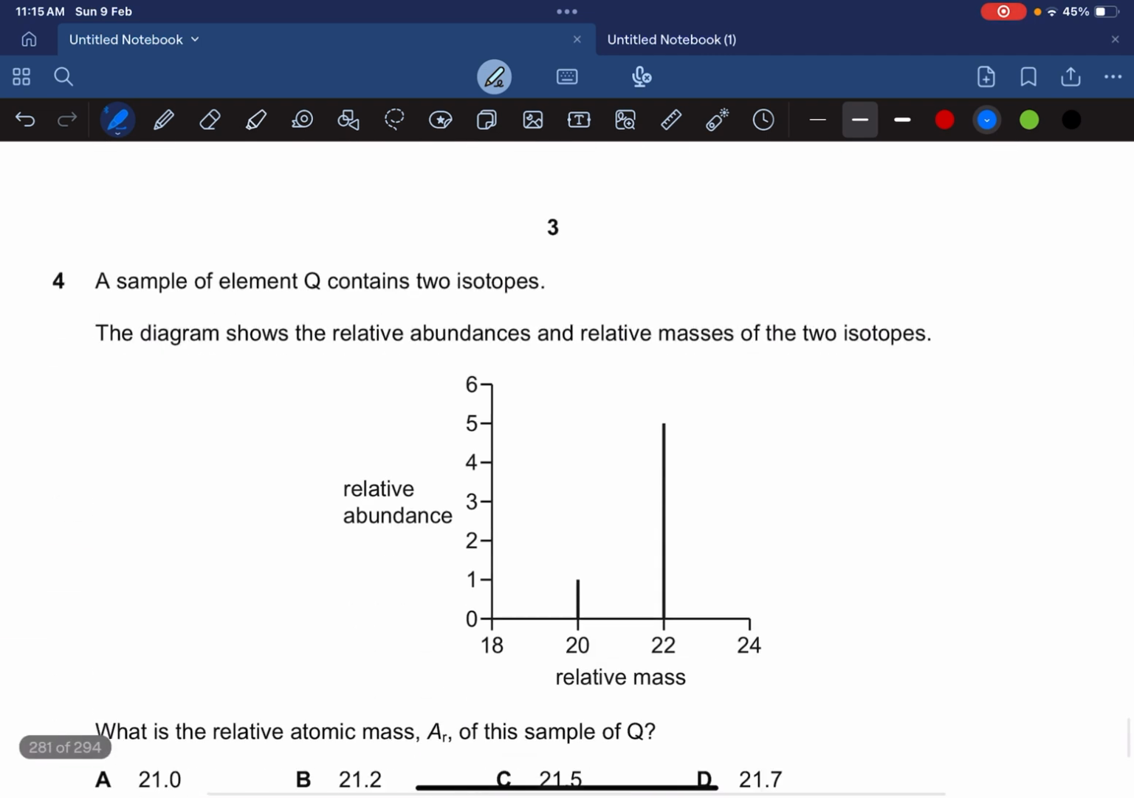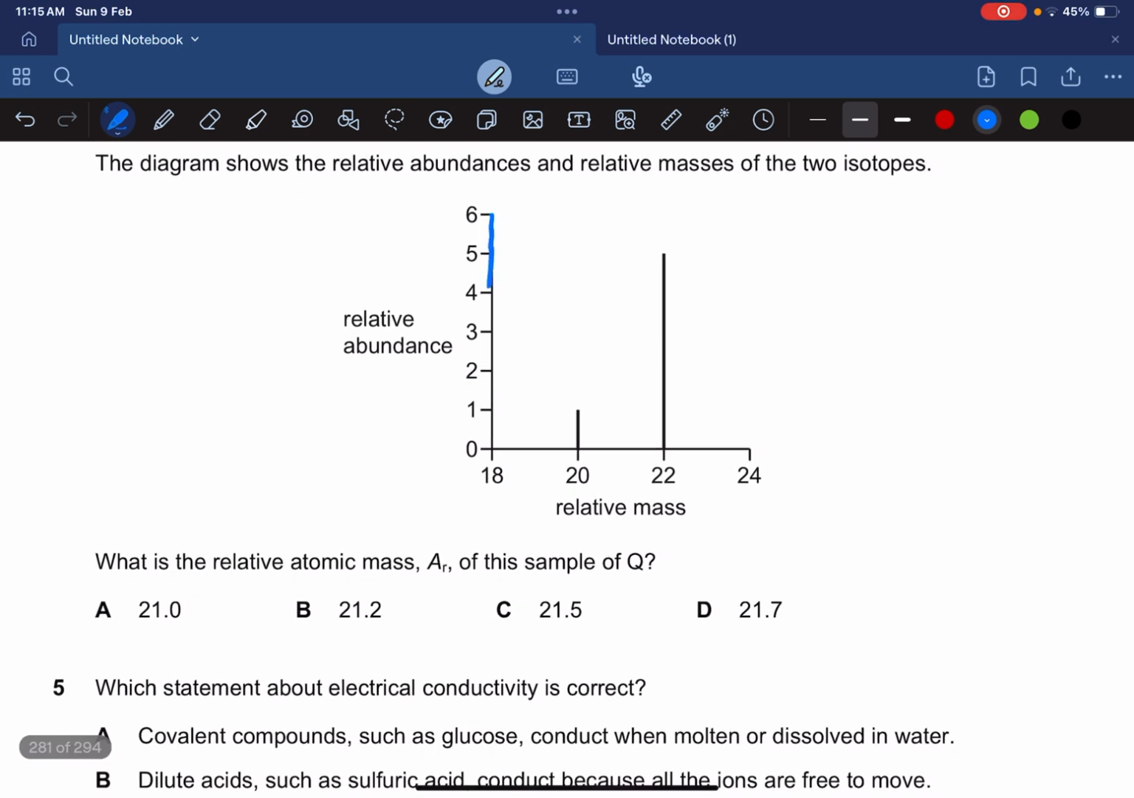Let's move on to the next MCQ, which says a sample of element Q contains two isotopes. The diagram shows the relative abundances and relative masses of the two isotopes. This is the relative abundance line, and these are the relative masses. Abundance basically means the amount present in nature. For example, if I say that I have 10 tables and 2 chairs, the abundance of the tables is going to be 10. Tables are more abundant because I have more of them, and the abundance for chairs is going to be less because I have less of them. So that's a very lame example of abundance.